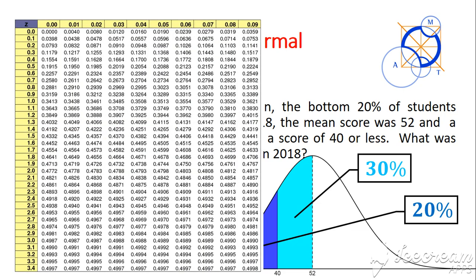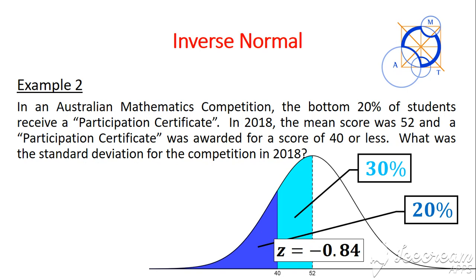So let's go to our tables and we're looking for 30%. Remember, we're looking for the probability between the mean and an x value. So we're looking for 30%. Now 30%, this is pretty close to 30%. And that represents a z value of 0.84. But we're going to make it negative because we are below the mean. So z is equal to negative 0.84. Remember, below the mean, we're negative z. Above the mean, we're positive z.